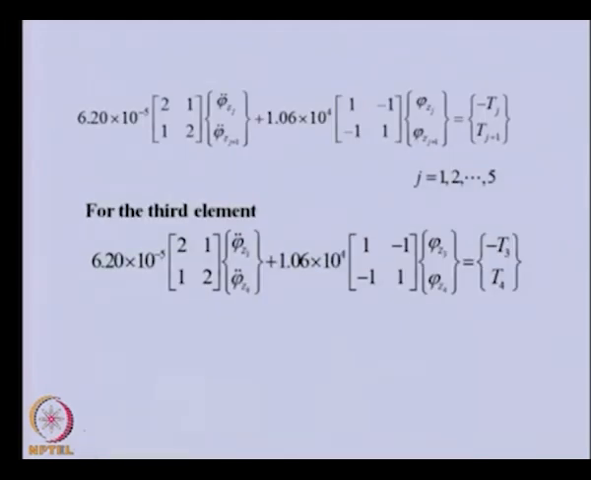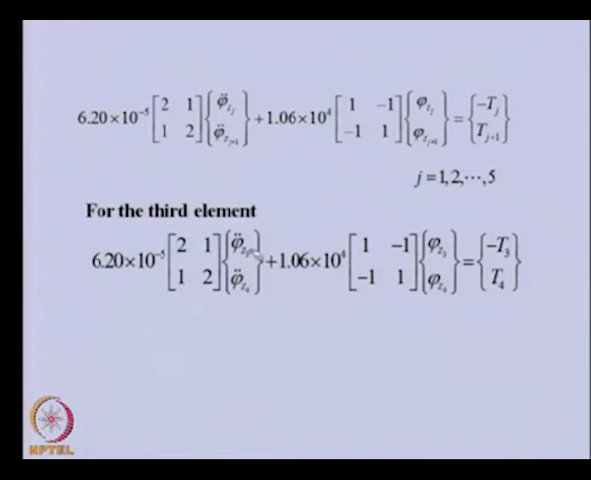Now we are able to write the elemental equation for any representative element, because all elements are the same. So we can see that j can take values from 1 to 5. That means we need to write this equation 5 times with different nodal displacement vectors, because we have divided the bar into 5 elements.